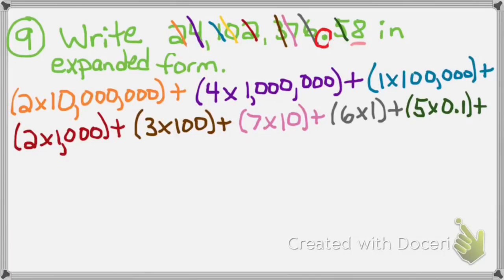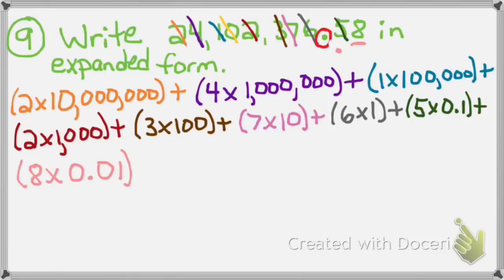My next and last digit is the 8, so I open my parentheses, I write 8 times. What place value column is that in? That's in the hundredths place value column. So for a decimal number, I start with 0, decimal 0, 1 because that's the hundredths place value, and close my parentheses.